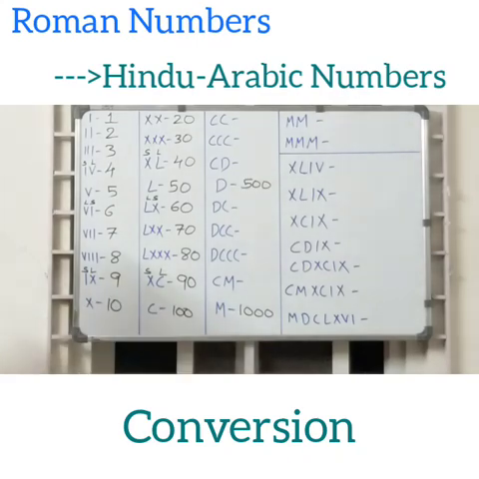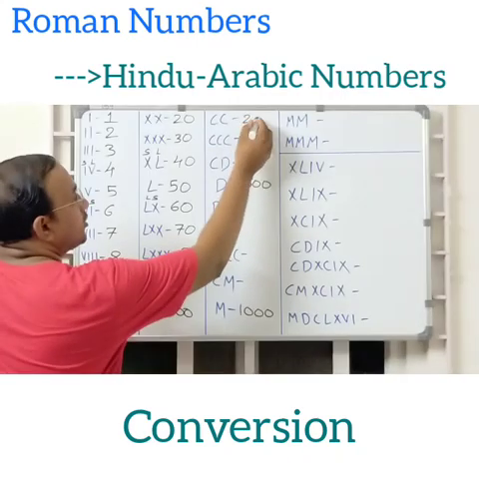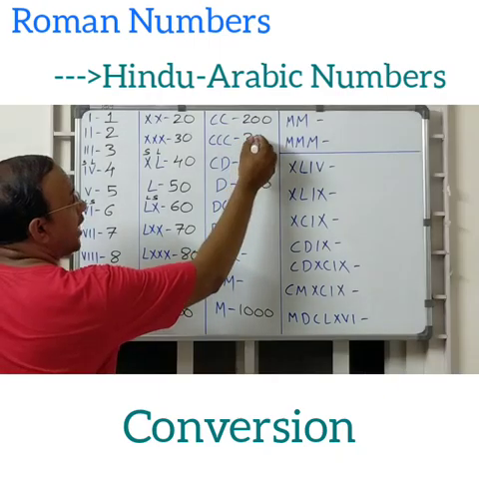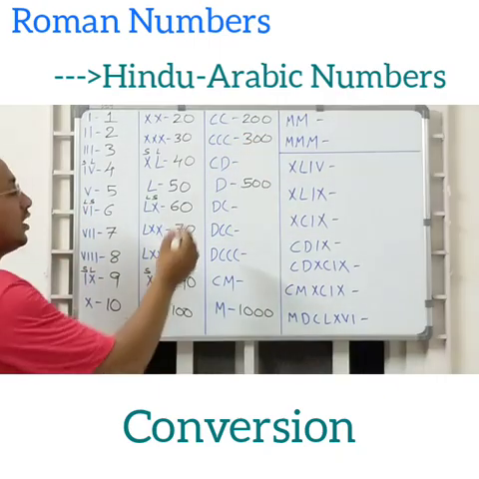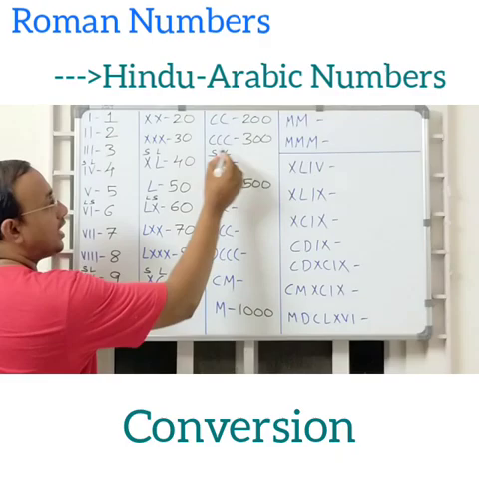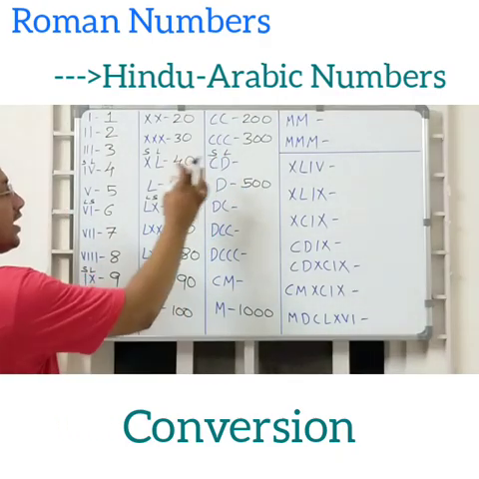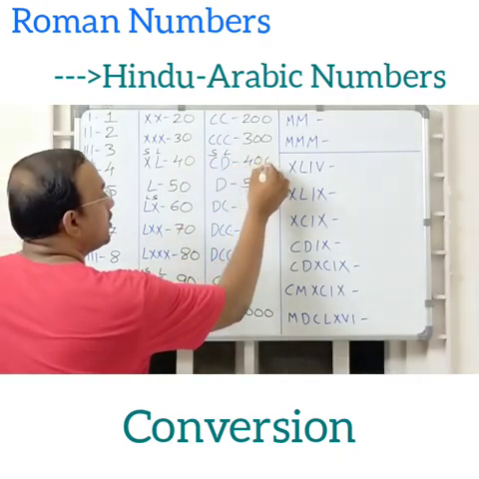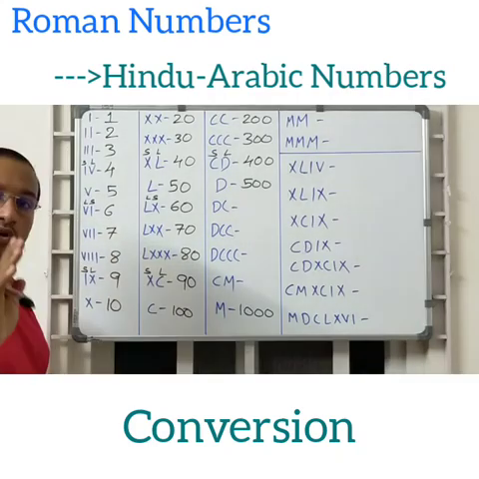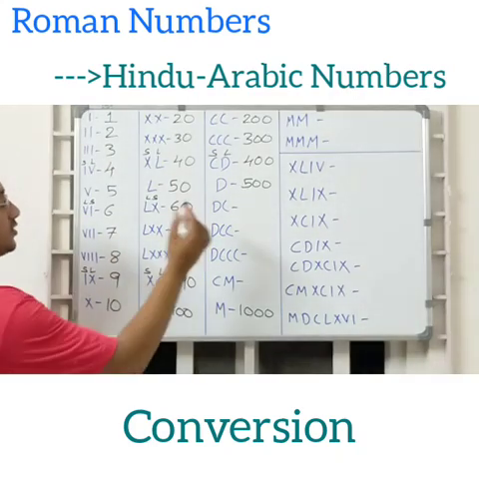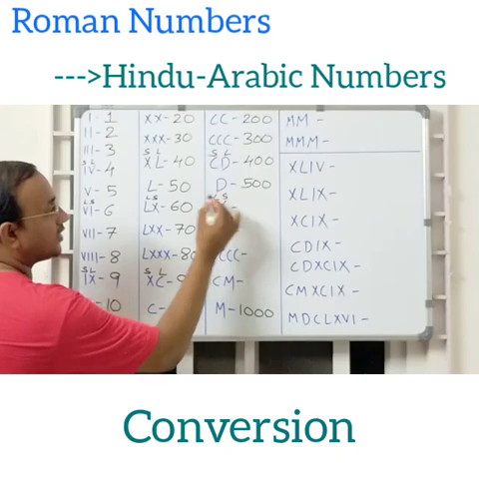Okay, friends? Next, CC repetition, we add, 200. Here also repetition, we add up the values. Here we have smaller first and then larger. What do we do, friends? Subtract. 500 minus 100, it's 400. So whenever you see CD, it's 400. Remember this, friends.